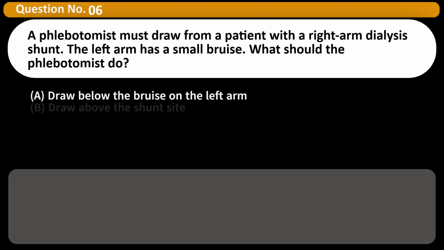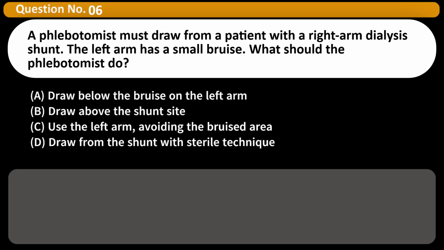A phlebotomist must draw from a patient with a right arm dialysis shunt. The left arm has a small bruise. What should the phlebotomist do? A. Draw below the bruise on the left arm. B. Draw above the shunt site. C. Use the left arm, avoiding the bruised area. D. Draw from the shunt with sterile technique.